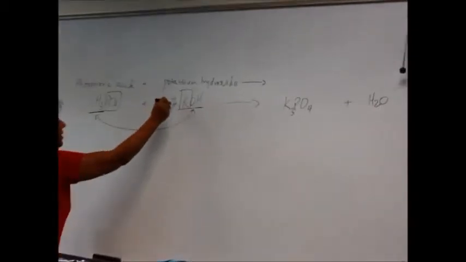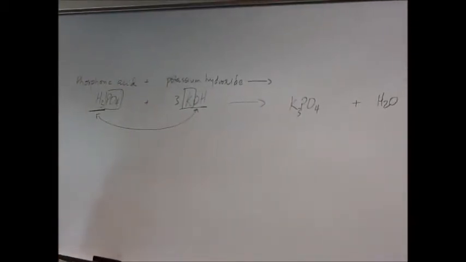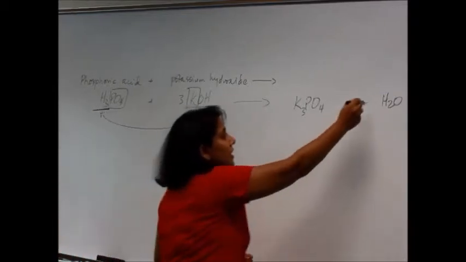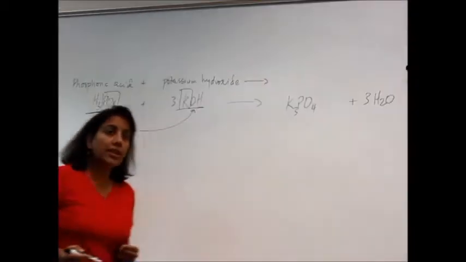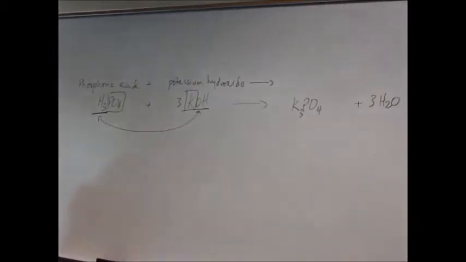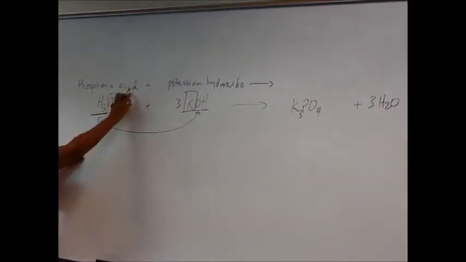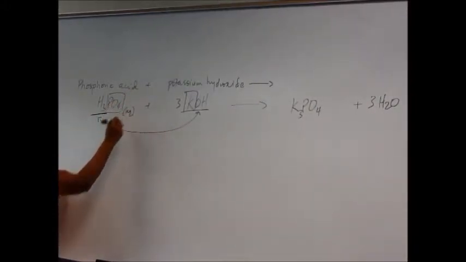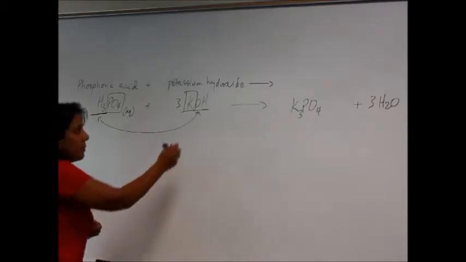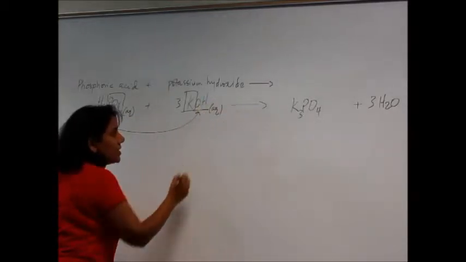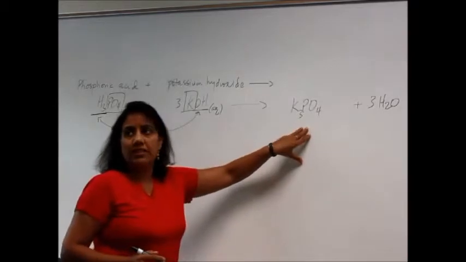Let's go ahead and balance out the equation. We need 3 over here, correct? All right, and then 3 in front of water. All right, now for the states. Okay, so H3PO4, because this is an acid, is going to be aqueous. Potassium hydroxide, also aqueous. K3PO4, potassium phosphate.